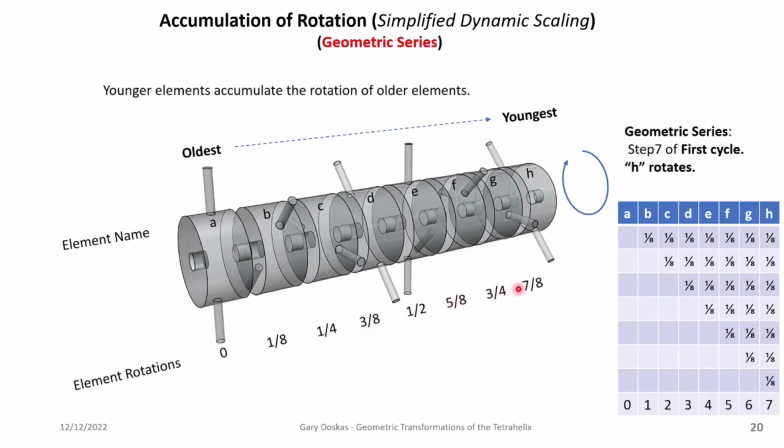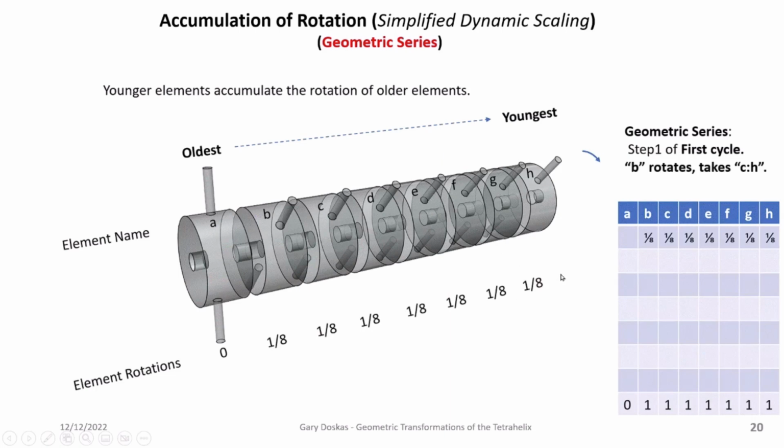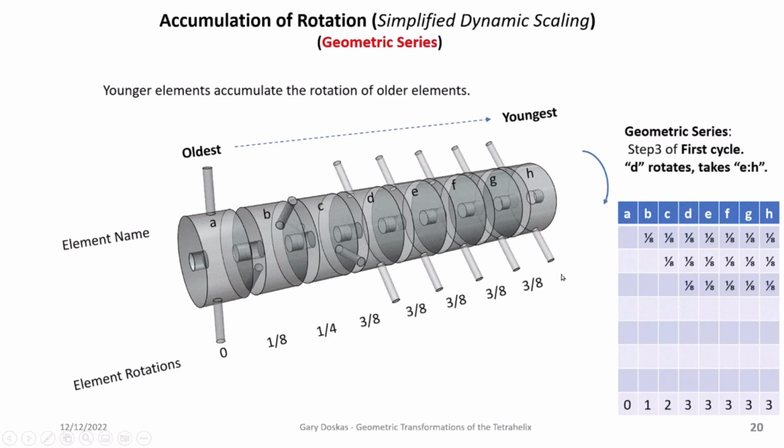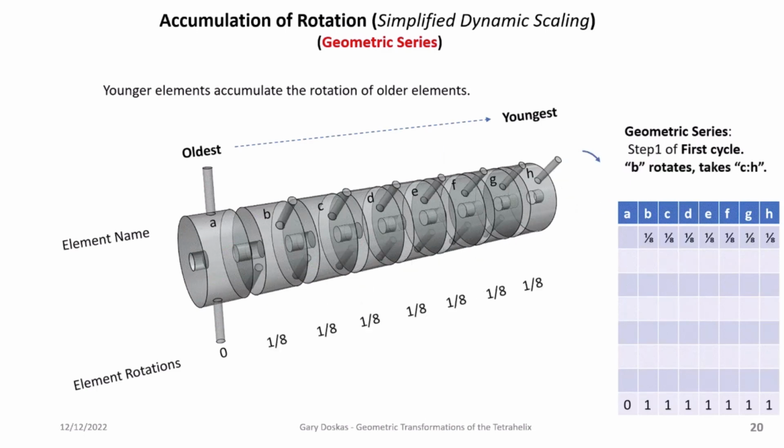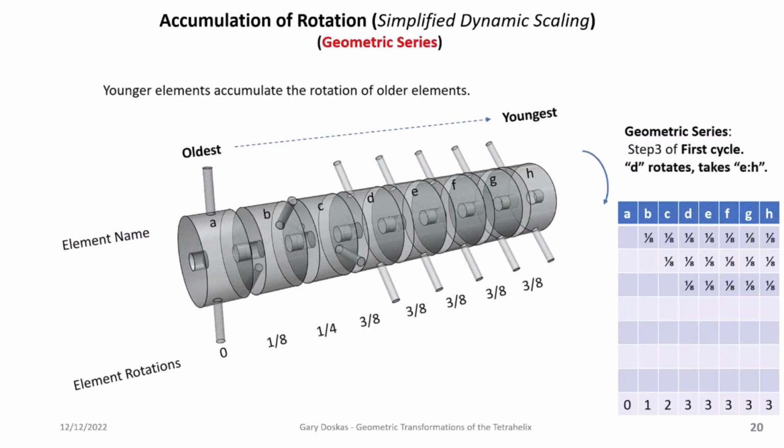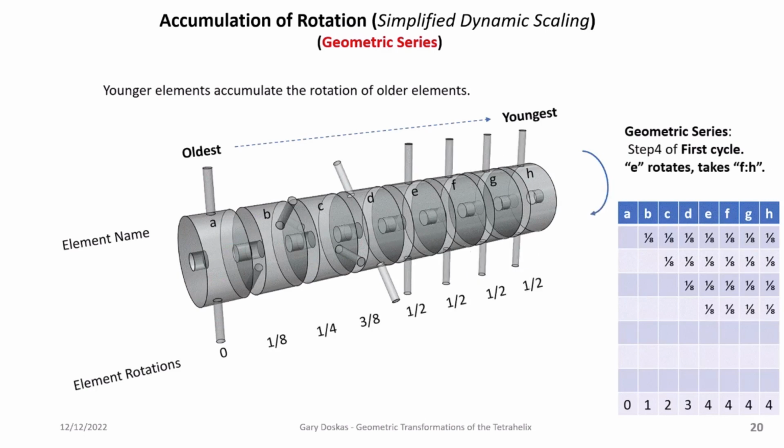Now, in this case, it's just a simple linear connection. When this is used with a tetrahelix, with tetrahedral angles, more complexity gets introduced, and more geometric series, or maybe a Fibonacci series, emerge from it.